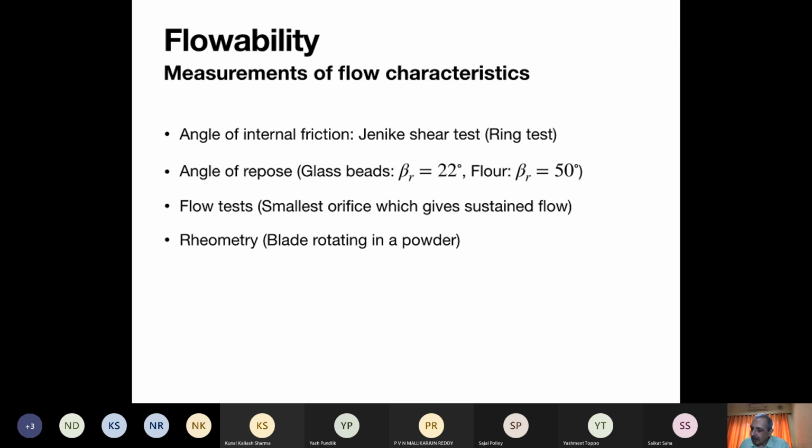And then this final thing I will talk about next time, which is this idea of flowability. That is, how easily do things flow? And I already talked about the angle of repose, but I'll tell you about other things in the next class.